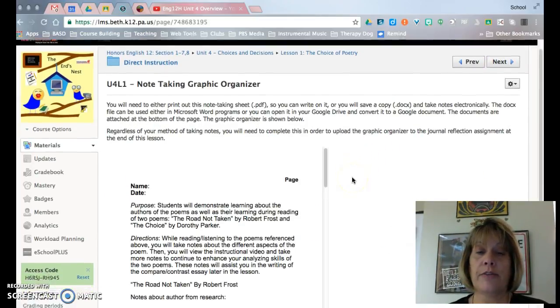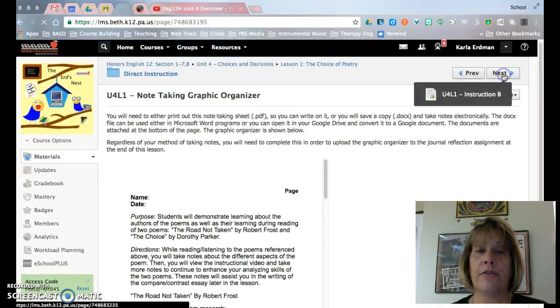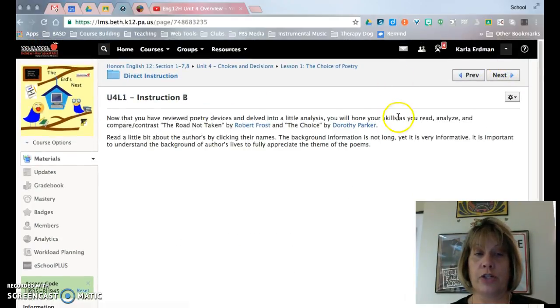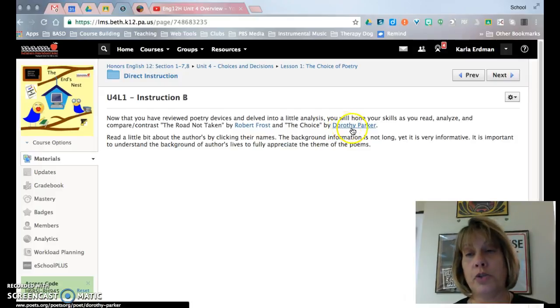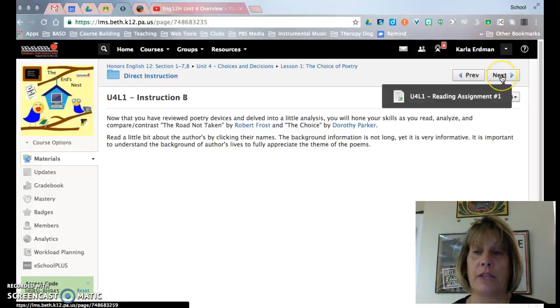Your note-taking graphic organizer is next for the following instructions. Instruction B takes you through some biography information on Robert Frost and Dorothy Parker. Please be sure to look at both of those because you will be writing something at the end of the lesson.